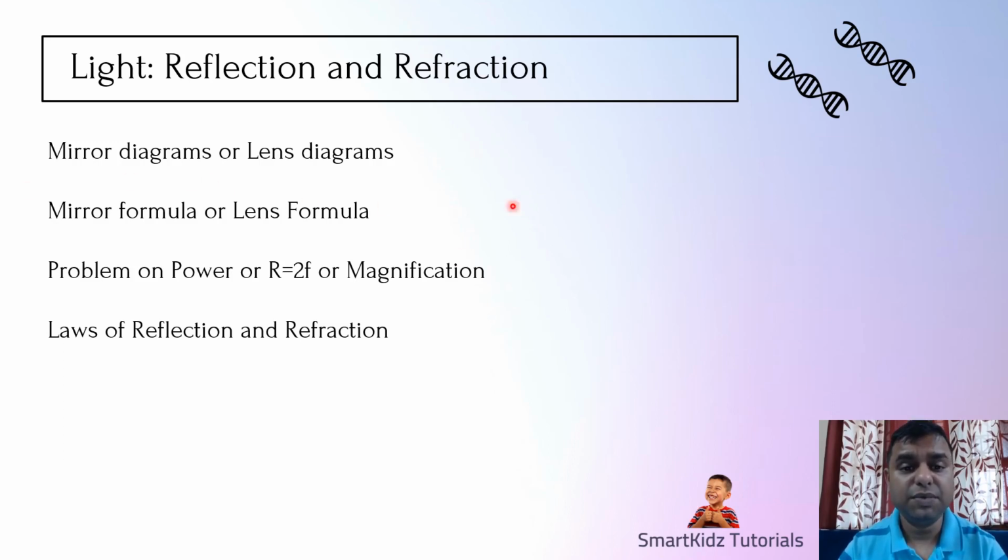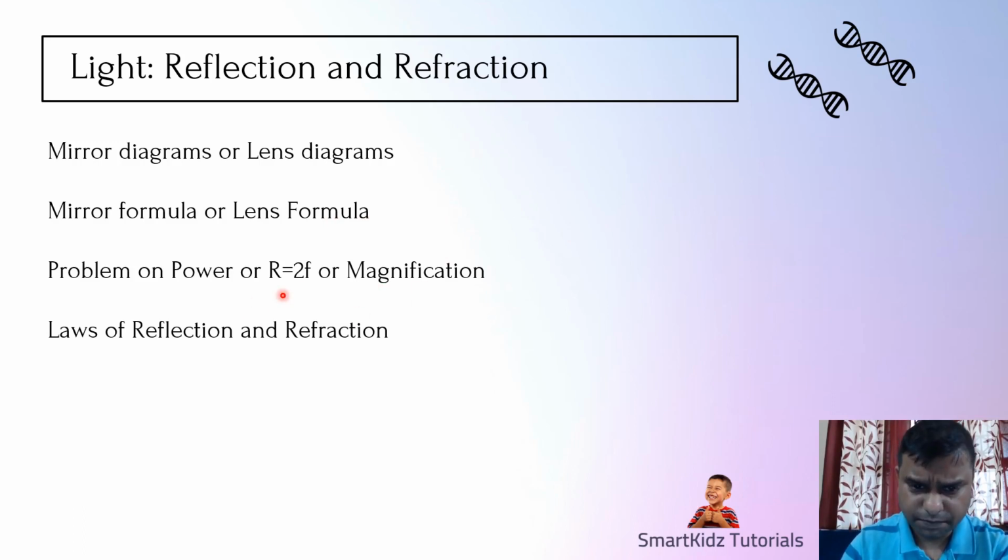But these are your main things. You'll have 2 marks for your diagram. Then you will be asked to state the nature of the image and the size of the image. So real and inverted, whether it's enlarged or diminished. And one problem will come, which is a very easy problem.